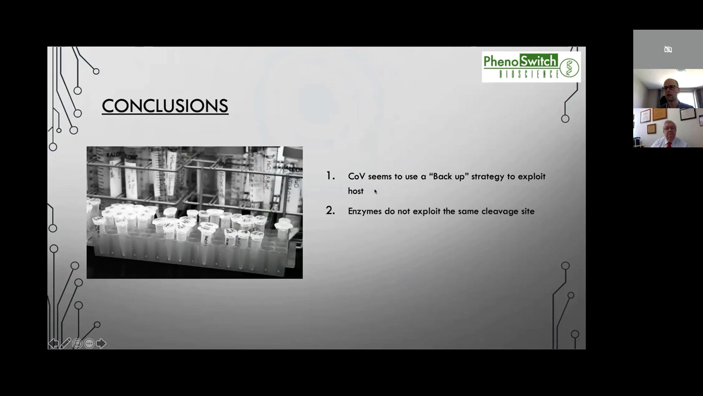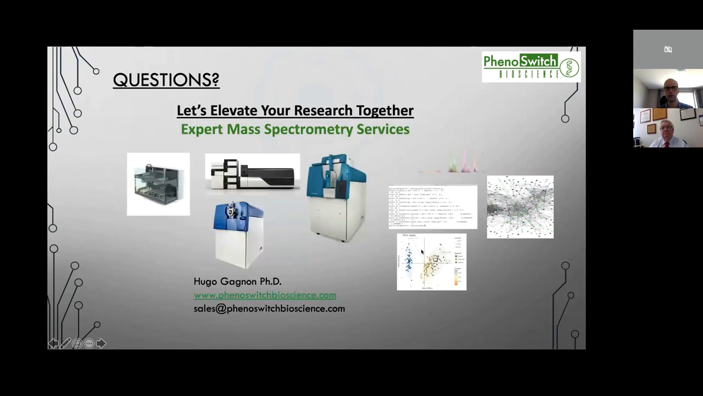All enzymes do not necessarily exploit the same cleavage site, so the virus has some kind of backup strategies to survive. What we cannot tell right now based on what we've done is whether it is important to actually cleave at one place or the other in vivo. So that's something that should be answered. LC-MS/MS has helped us to improve the speed and the amount of information we gathered compared to conventional plate assays with very, very simple substrates. And we can transfer that in vivo. So yeah, that is it.